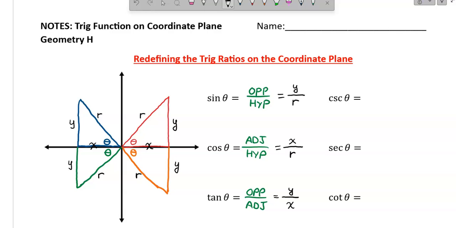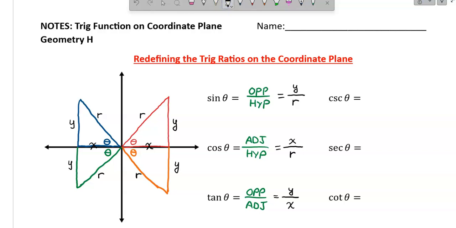And so what you're going to see here on the right-hand side is I have redefined the 3 original trig functions. Rather than using SOHCAHTOA, we're using coordinate values instead. Now, you can always remember SOHCAHTOA because that's going to help us in any context using sine, cosine, and tangent. But when triangles are plotted on the coordinate plane, sine is always going to be y over r. Cosine is always going to be x over r. And tangent is always going to be y over x.